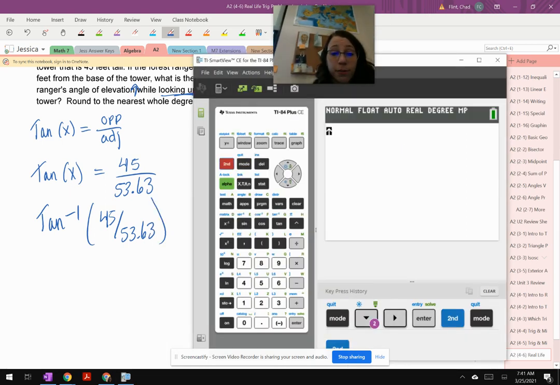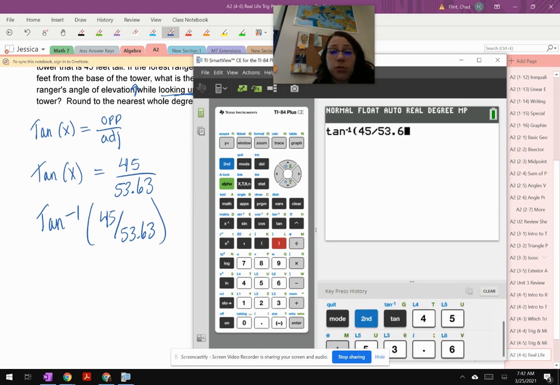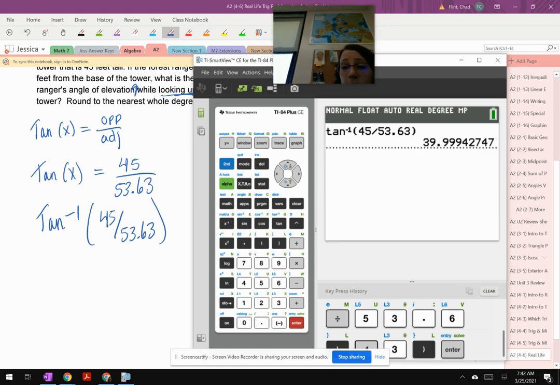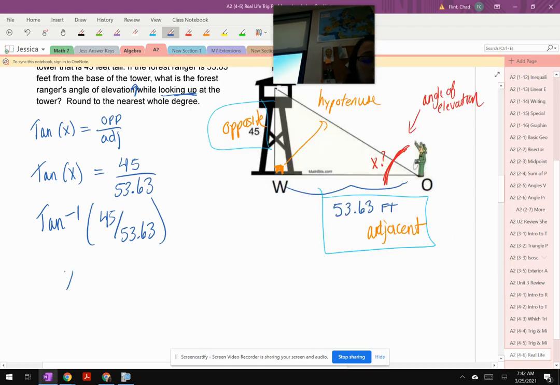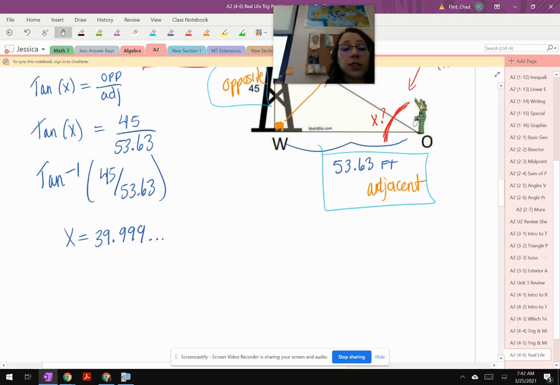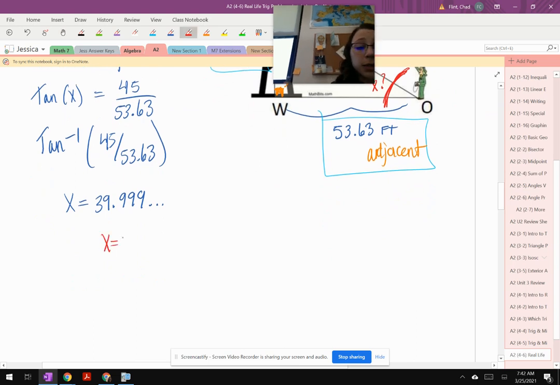So second button first to get that tan with the -1 up there. 45 divided by 53.63. Close your parentheses. Oops, I forgot the 3. Enter. Okay, so x is approximately 39.999. Round to the nearest whole degree, so that's nearest whole number. So x would be equal to 40 degrees.